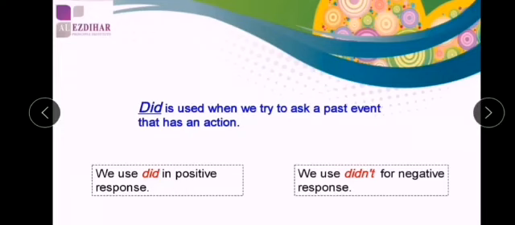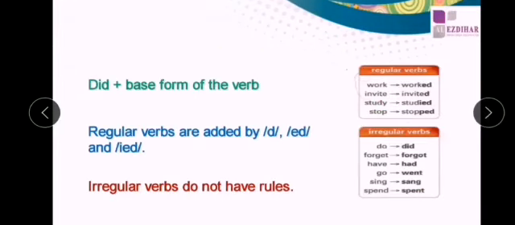Okay, now let's try to take a look at the three important rules here. First is always pair did with the base form of the verb, just like here we have the base form of the verb. Regular verbs are always added by d, ed, and ied. So there's a pattern here, just like for example work to worked.